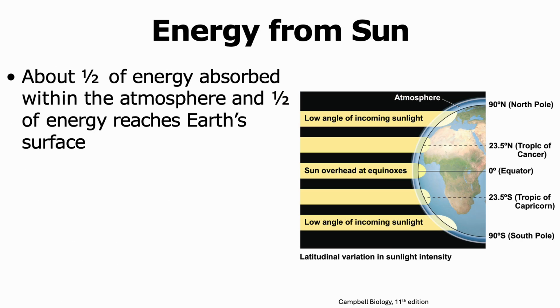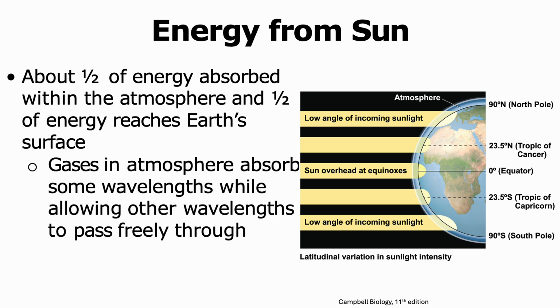It is estimated that of all the energy that comes into the atmosphere, half of it is absorbed within the atmosphere, while the other half reaches the Earth's surface. The gases present in the atmosphere are able to absorb certain wavelengths of solar radiation, and they allow other types of wavelengths to freely pass through and reach the Earth's surface.